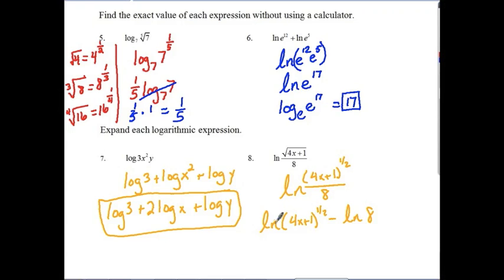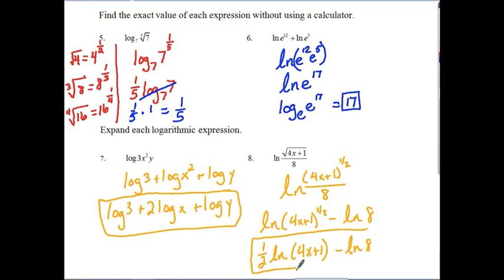Okay, and this exponent here can come all the way out in front, so it'll be 1/2 natural log of (4x plus 1) minus natural log of 8. It is important that you keep that in parentheses there, because you want to make sure you take the natural log of 4x plus 1. If you left off the parentheses, that just really means the natural log of 4x, and then that's a problem. So we want to make sure we keep that parentheses in that result right there.